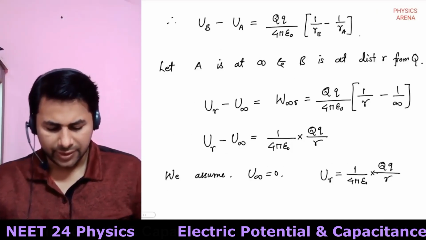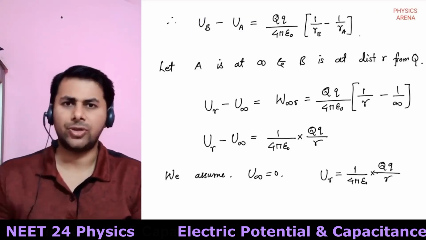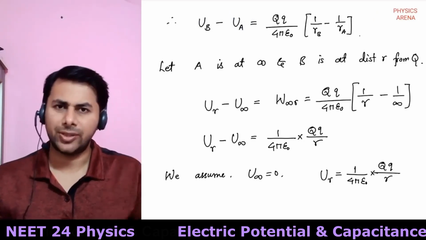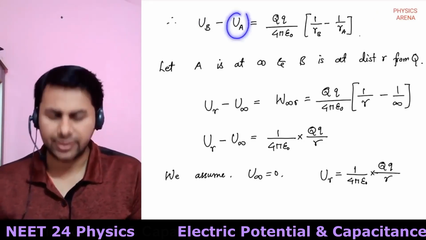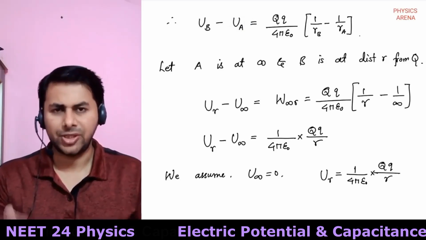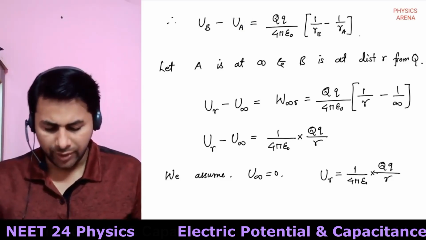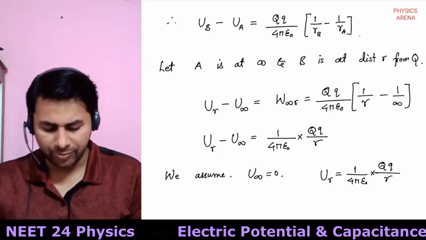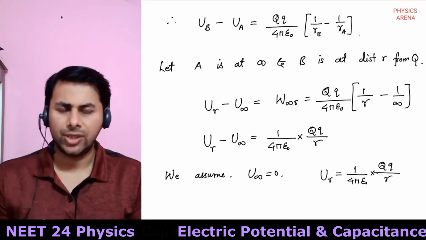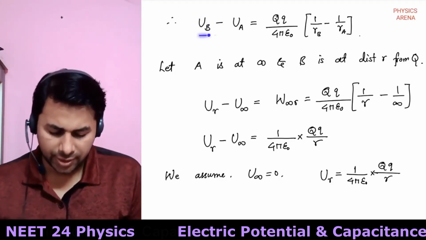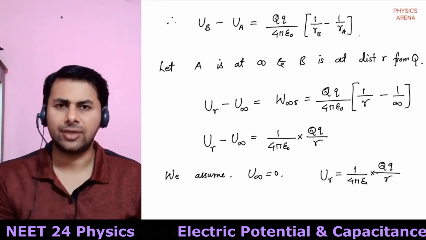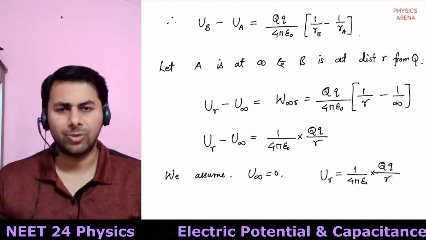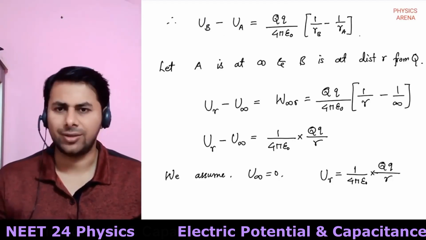All right. So we write this as the change in potential energy. When that charge was at position A, its potential energy of the system was, suppose, UA. And when you bring it to position B, the potential energy becomes UB. So this difference in potential energy is equal to work done. Final potential energy minus the initial potential energy is the work done.